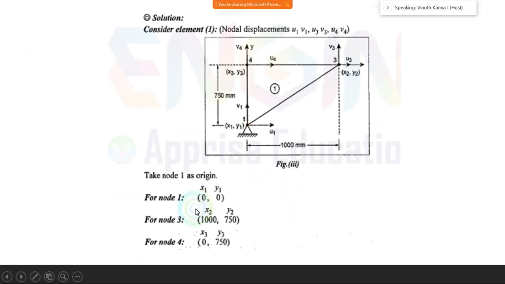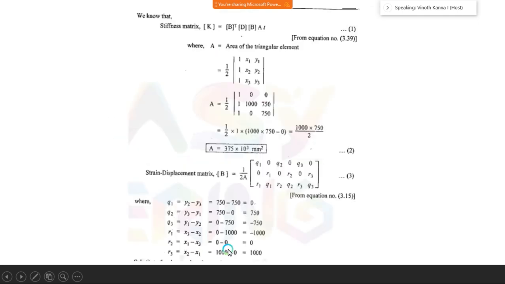So okay, here only nodes 1, 3, 4 are used. So you need to write 1, 3, 4. Here you need to take the x1, y1, x2, y2, and x3, y3 values. That is 0, 0, 1000, 750 and 0, 750. Now go with the formula.